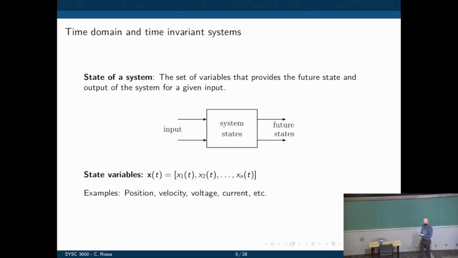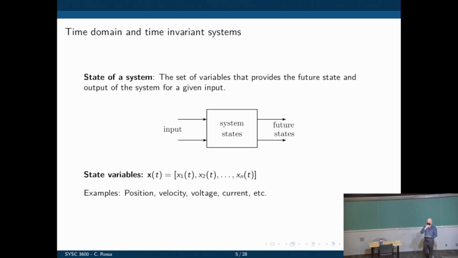Okay, so let's dive into it. So what is a state space? Well, to define what a state space is, we need to first define what a state is. The state is the minimum set of variables required to predict the future state of a system for a given input. So we have the inputs given to the system. We need all its states in order to predict its future state.